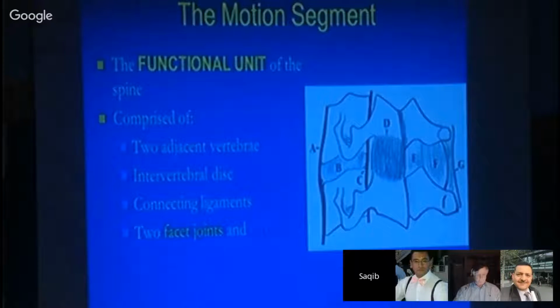So, important concept, the functional unit. This is basically considered to be two adjacent vertebrae together with the disc and with the ligamentous complex. And this is the basic functional unit of the spine. This concept has importance for you to understand the biomechanics.